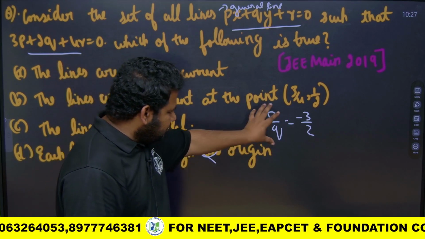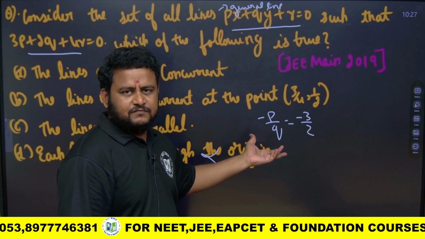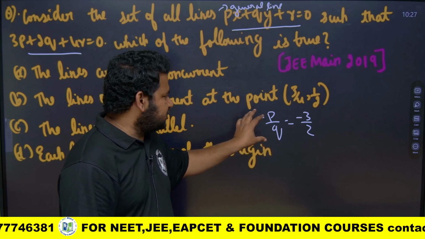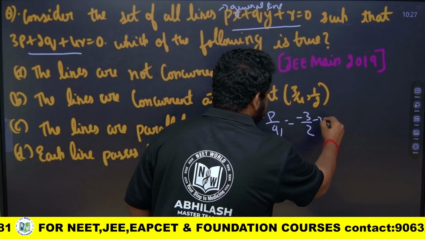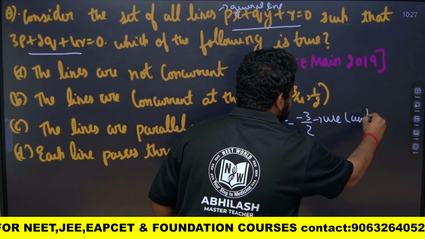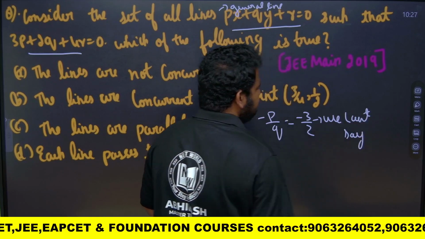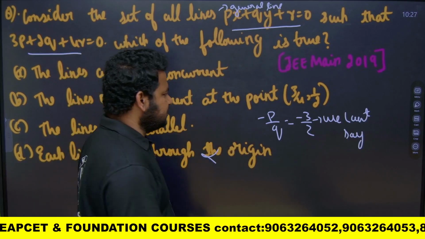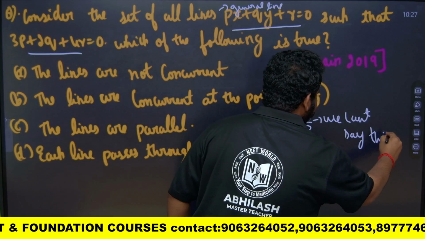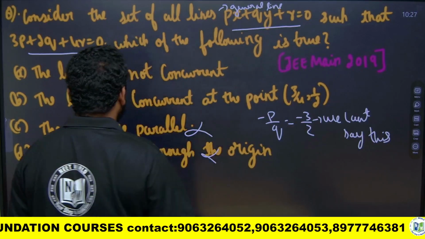How can we say that it is equal? We cannot assume that it is equal. I just wrote it like this, but we cannot say this with 100% surety. We cannot say that this is equal. So we cannot say they are parallel lines. This is also ruled out.